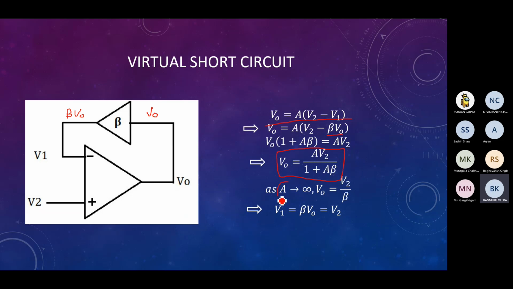As we know that A is very high, if we divide this by A, we get V2 upon 1 plus 1 by A plus beta, and the 1 by A will become 0. So we will get V out is nothing but V2 by beta. So V2 is nothing but beta times V0. We actually know that V1 is also equal to beta times V0, as we can see here. So nothing but V1 is equal to V2.